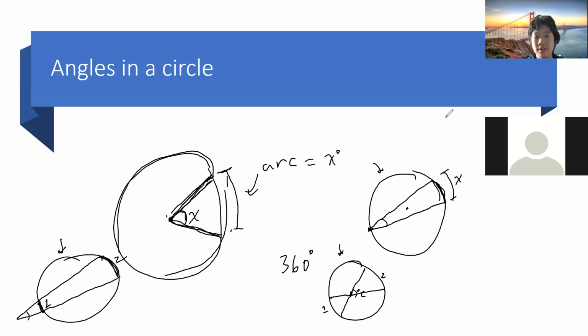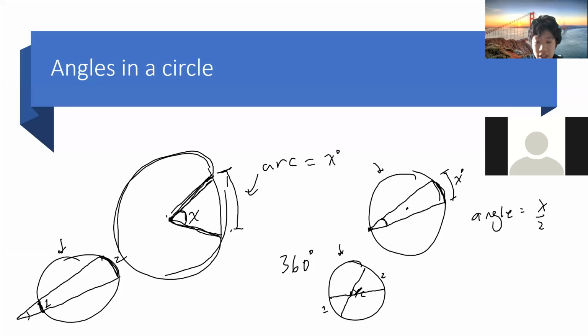For the first scenario, if the angle is on the circle and it cuts out one section of arc length x degrees, then this angle is going to be equal to x divided by 2 degrees. So if this arc length was 30 degrees, then this angle would be 15 degrees.